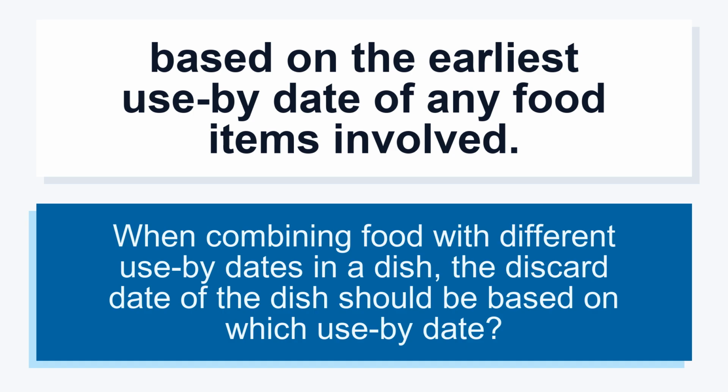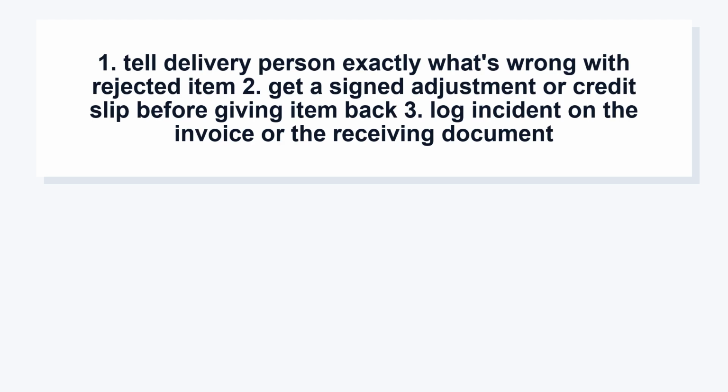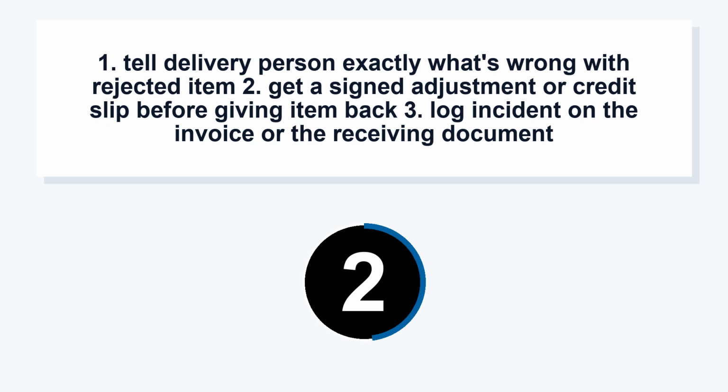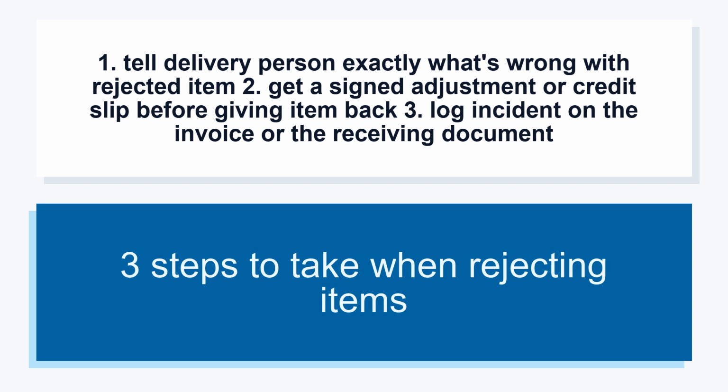When combining food with different use-by dates in a dish, the discard date of the dish should be based on which use-by date. 1. Tell delivery person exactly what's wrong with rejected item. 2. Get a signed adjustment or credit slip before giving item back. 3. Log incident on the invoice or the receiving document. 3 steps to take when rejecting items.